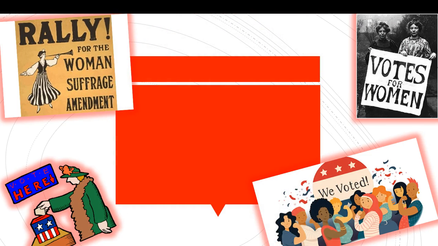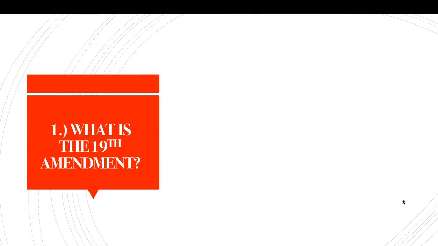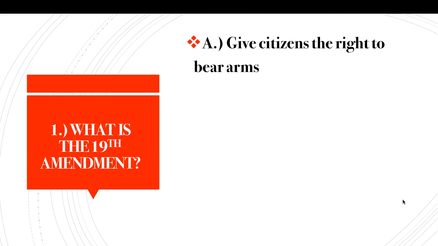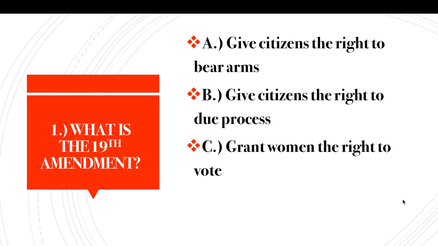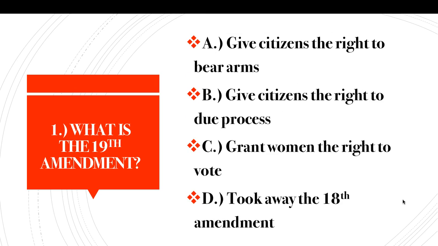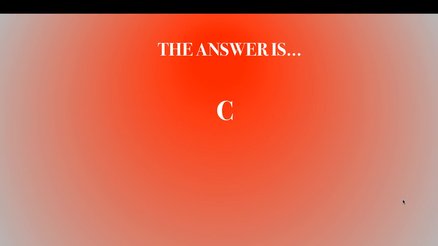Okay, so that was the end of the discussion, so now we'll have review time. The first question: what is the 19th Amendment? Is it A, give citizens the right to bear arms, B, give citizens the right to due process, C, grant women the right to vote, or D, took away the 18th Amendment? And the answer is C, the 19th Amendment granted women the right to vote.